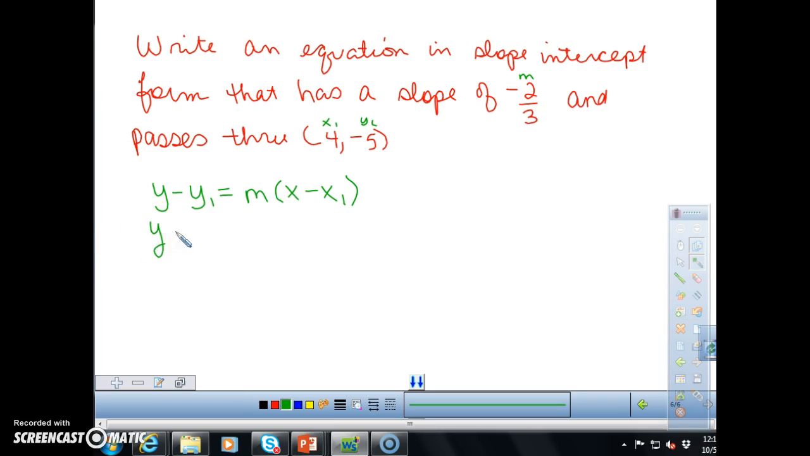So we have y minus negative 5. If you have minus and negative, what is that really? Positive. So if it's all right with everybody, we're just going to go ahead and change this to plus. Minus and negative is the same as addition. Our slope, there's our fraction, x minus 4. And now we're going to have to solve for y.